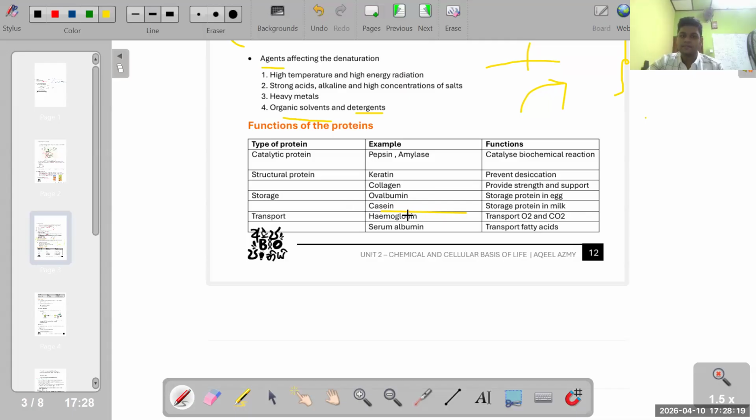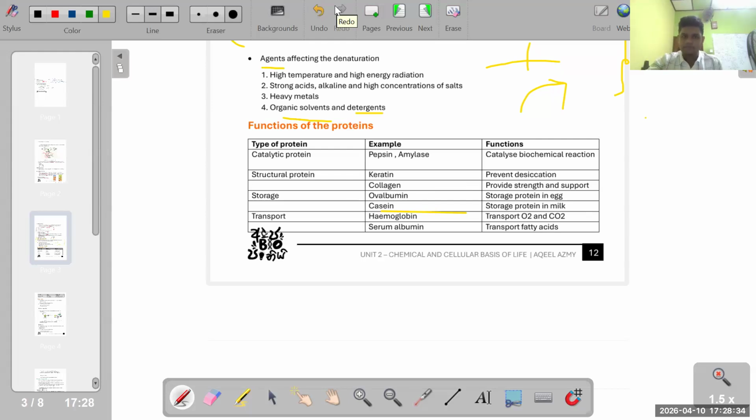Is that clear? So what is their function? They store protein in them, making eggs and milk protein in nature, becoming protein sources.